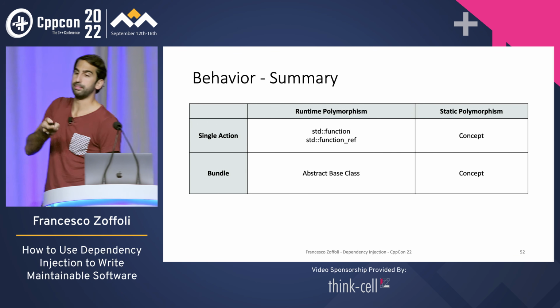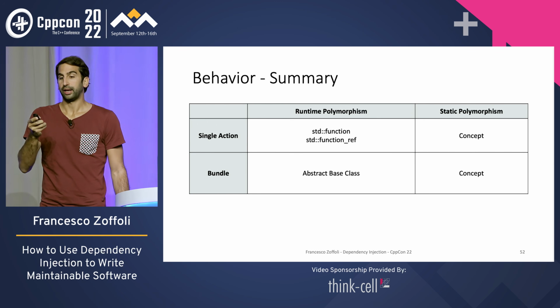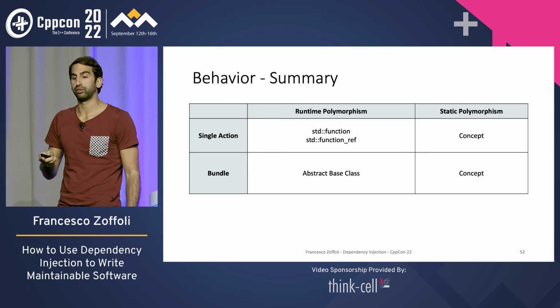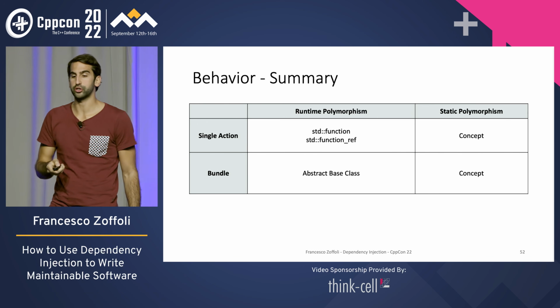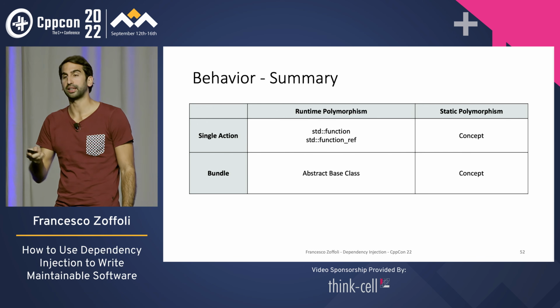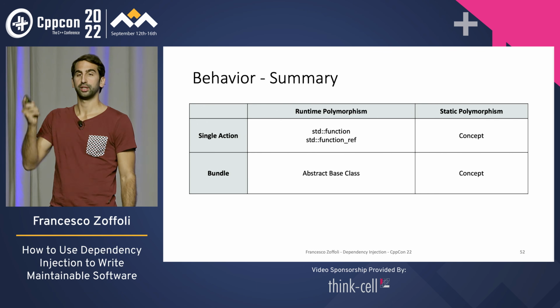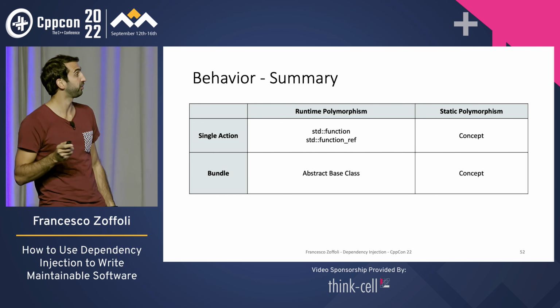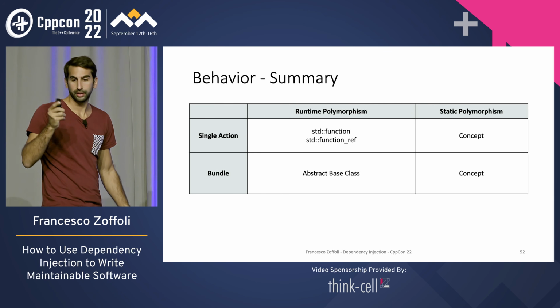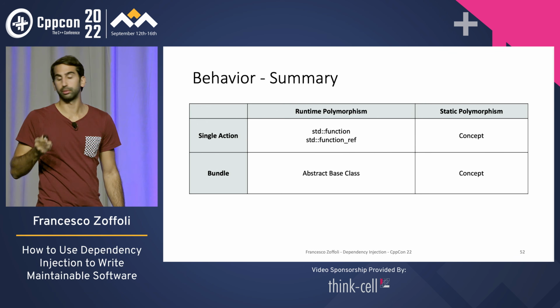So in summary, in a behavior, we want to use, for a single action with runtime polymorphism, std::function or std::function_ref; for a single action with static polymorphism, concepts. For a bundle with runtime polymorphism, an abstract base class. For a bundle with static polymorphism, a concept.